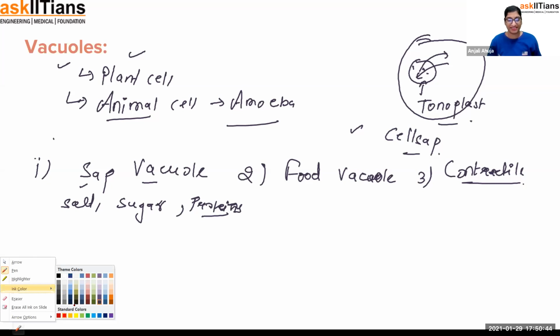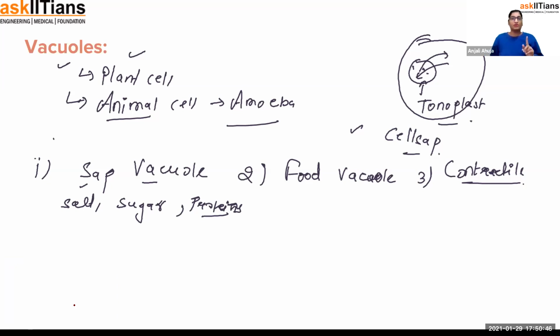And listen to me carefully again. Sap vacuole helps in maintaining turgidity and rigidity of the cell. Turgidity means a cell is firm, very firm and having a proper shape. So it helps in maintaining that. It also helps in maintaining osmotic pressure of the cell. Osmotic pressure means the pressure which is because of the fluid and liquid. The osmotic pressure is maintained.